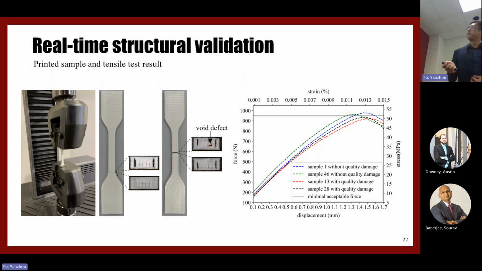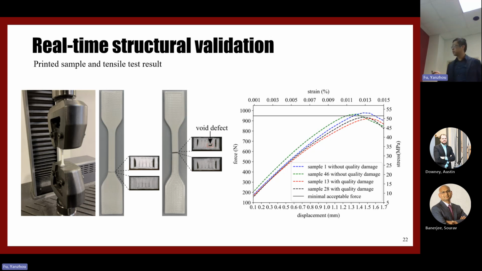And based on our experiments, the samples without seeded defect always break at this neck position. But if you seed some defect, like a void defect here, if the defect is big enough or impactful, it will break at this location. So after we finish the tensile test, we will evaluate whether the product's structural quality is damaged or not.